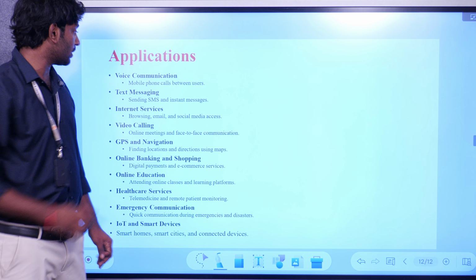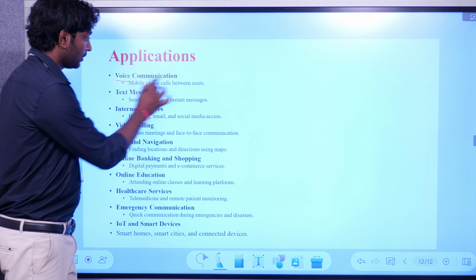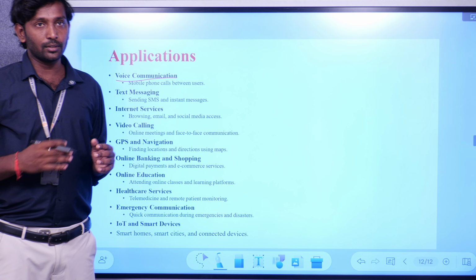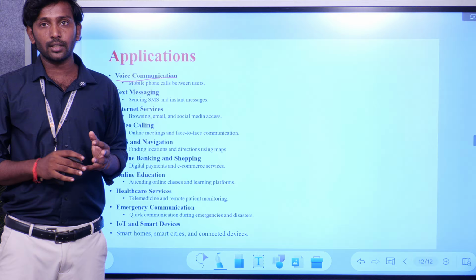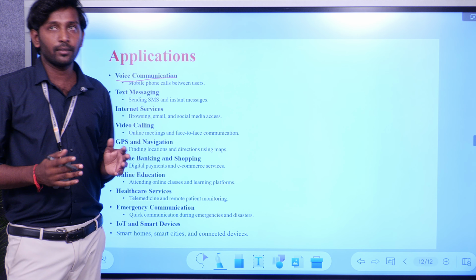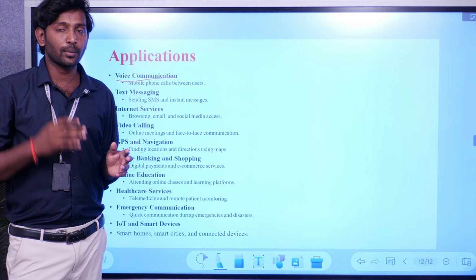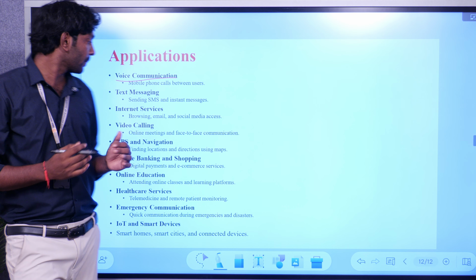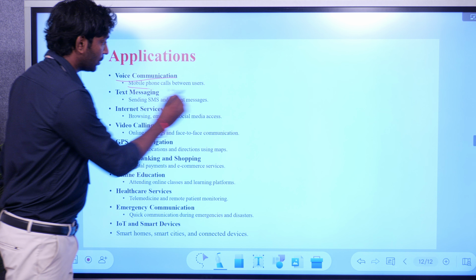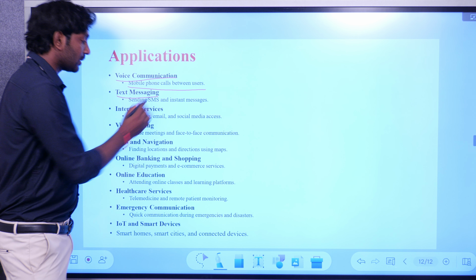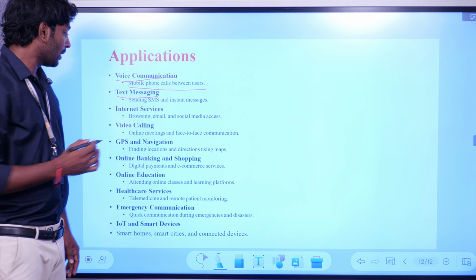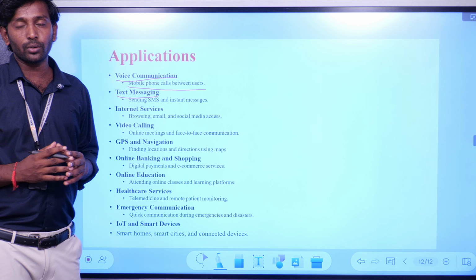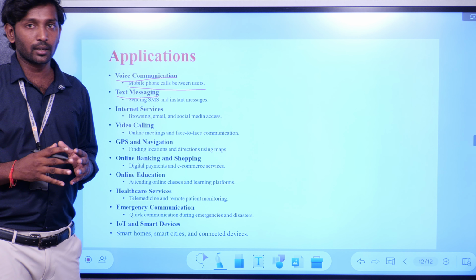Applications of cellular communication. First is voice communication. In the first generation we introduced analog communication, and in the second generation we are using digital communication. We are using GSM modules. GSM means we are using a subscriber identity module to communicate from one device to another, from one SIM card to another, one person to another person. So mobile phone calls between users, text messaging, sending SMS and instant messages, and internet services. The internet services were provided in the third generation. Code division multiple access schemes were introduced in the third generation.